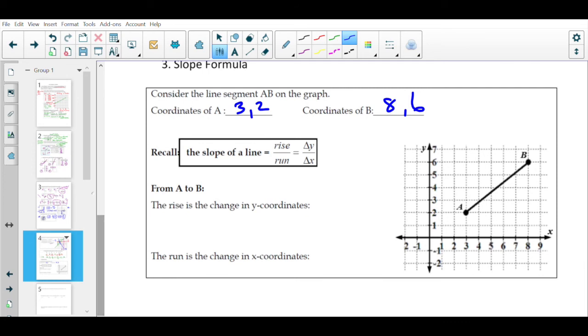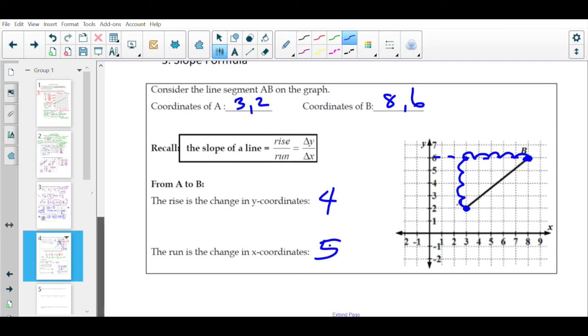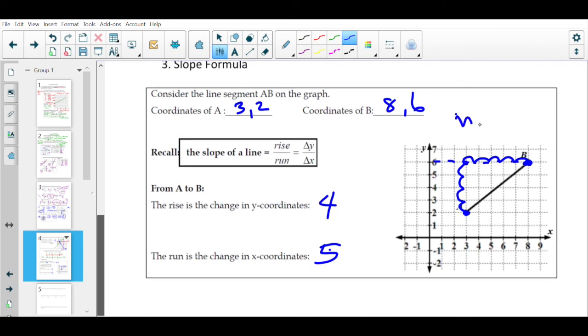So going from point A to point B, what is the rise, or what is the change in y coordinates? So if we're drawing a dotted line, 1, 2, 3, 4. So that's a +4. We're going in the positive y direction. What is the run? The run is the change in x coordinates. 1, 2, 3, 4, 5. So your slope here is m equals 4 over 5.